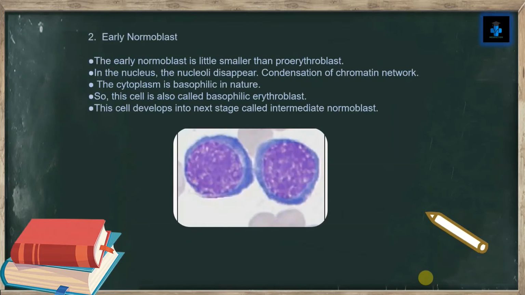Moving on to next, the early normoblast. This cell is a little smaller than the proerythroblast with a diameter of 15 microns. In the nucleus, the nucleoli disappear. Condensation of chromatin network occurs. The condensed network becomes dense. Cytoplasm is basophilic in nature, so the cell is also called basophilic erythroblast. This cell develops into next stage called intermediate normoblast.